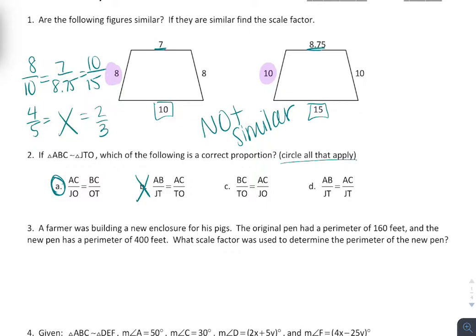Then we have AC and JO. AC is first and third. JO is first and third. So C is a good answer. Then we have D. D is AB and JT, which is first and second on both. We have AC, which is first and third, JT, which is first and second. So that does not match up.